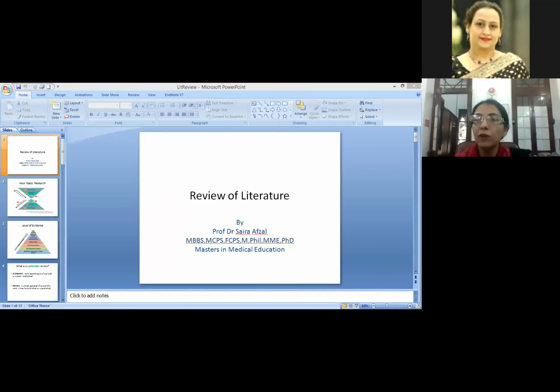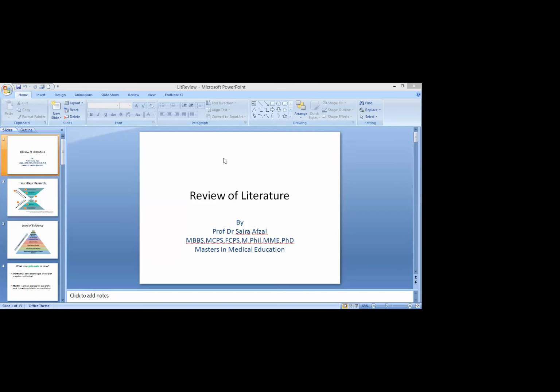Literature, the most important part of any research is the review of literature. And why is the review of literature very important? Because it helps in identification of the gap that is required for any research problem to be addressed. And in order to answer any research question, we must know what has already been done and what is required from us as a researcher.